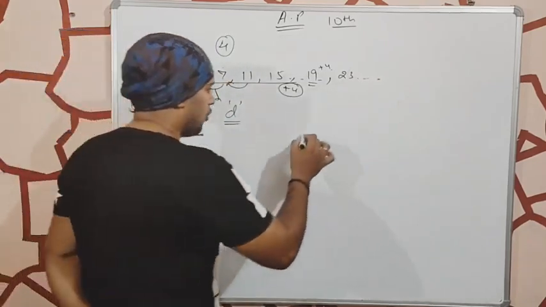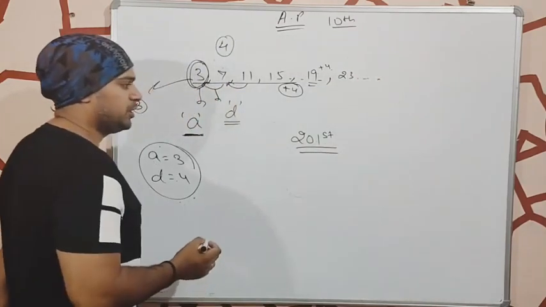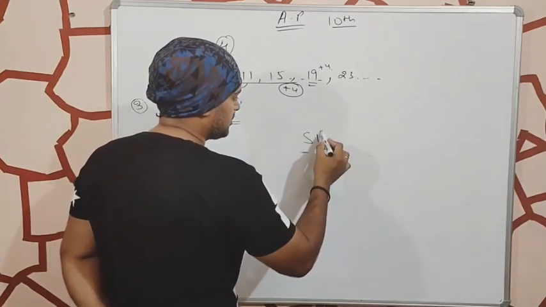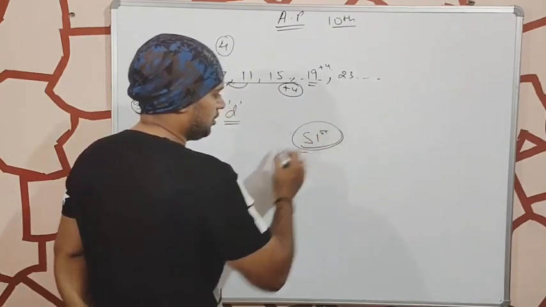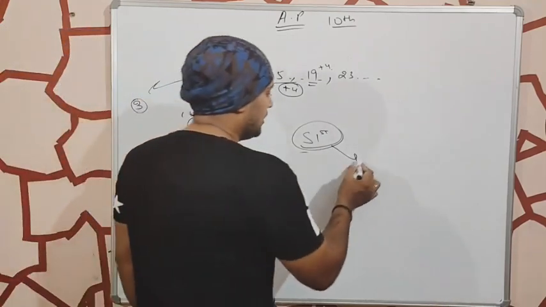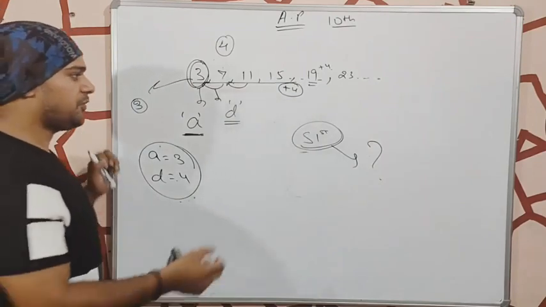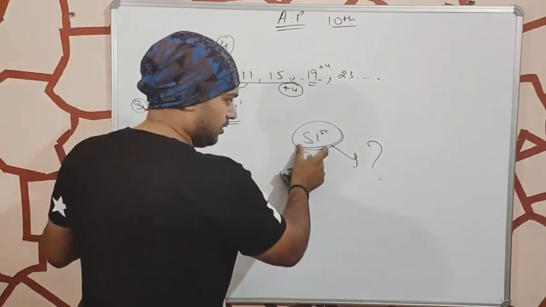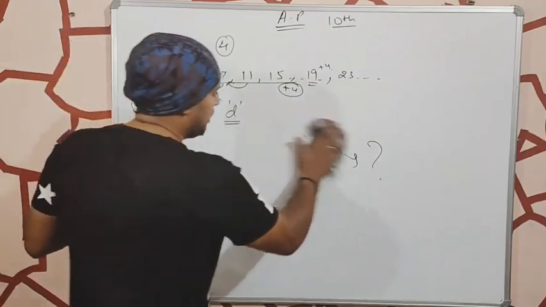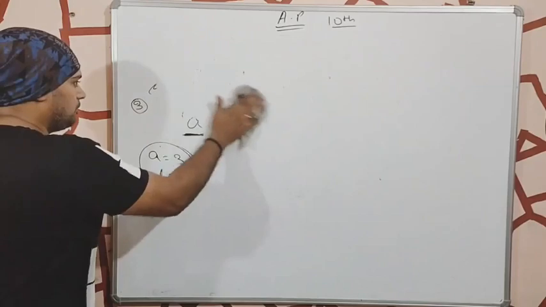But if I ask you what will be the 201st term of this progression, or if I simply say, I will take the 51st term, what will be the 51st term of this arithmetic progression? Now it becomes difficult for us to find out this term. So let us find out the formula for finding out this 51st term or any term of the arithmetic progression. So how are we going to find out the formula? Let's see.